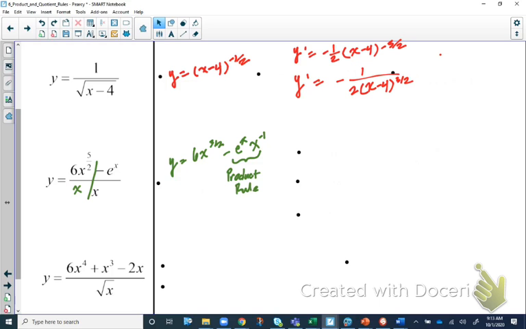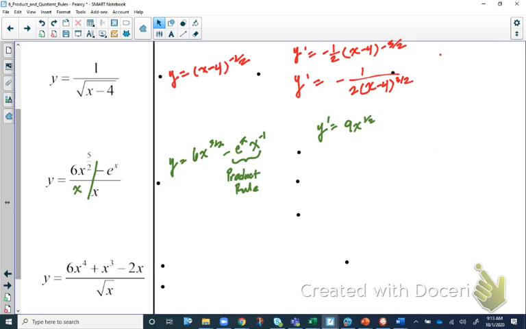So let's go ahead and do the derivative here. So y prime, the derivative of the first term, the 6x to the 3/2 power, we just use the standard power rule there, and so that's going to simplify to be 9x to the 1/2 power when we simplify that one.